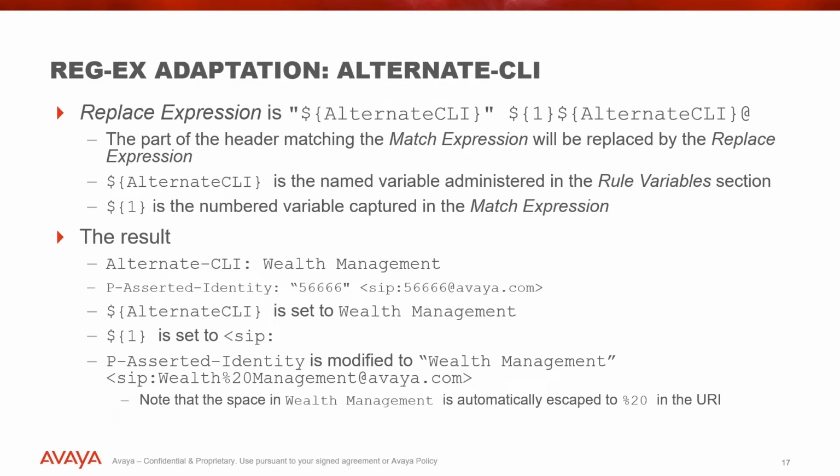So the result then, we start with the alternate CLI header that has wealth management in it. We start with the PAI header that has 56666 in it. The alternate CLI variable is going to be set to the string wealth management. $1 is going to be set to SIP colon. And the result is going to be that we're going to delete the alternate CLI header, and we're going to change the P-Asserted-Identity header to wealth management in double quotes.